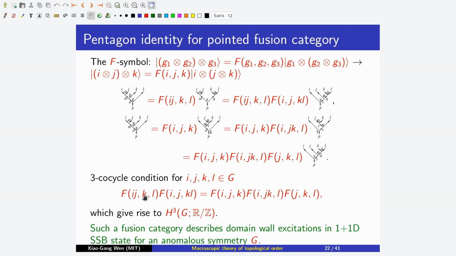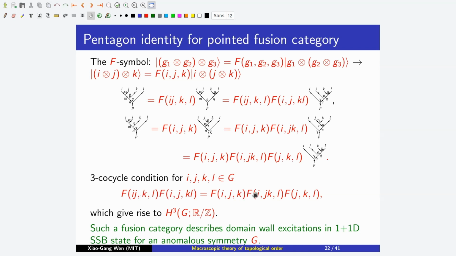However, this solution is a particular element of H3. H3 is a so-called cohomology group, and it has many, many solutions. Each solution belongs to an element of H upper 3. So the solutions have many classes. Actually H upper 3 describes the classes of the solution.